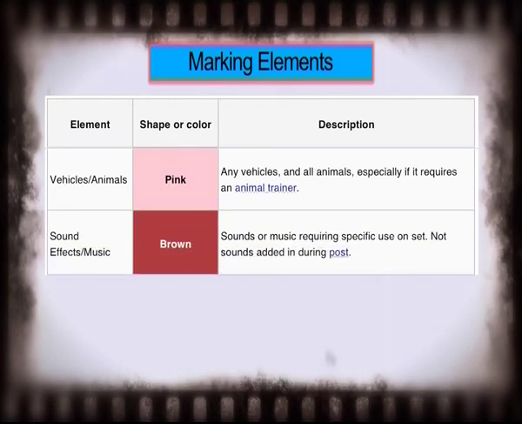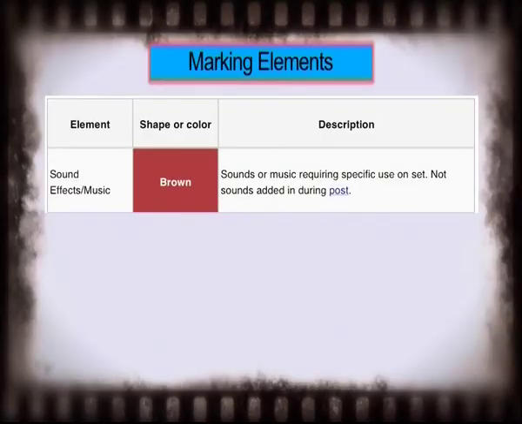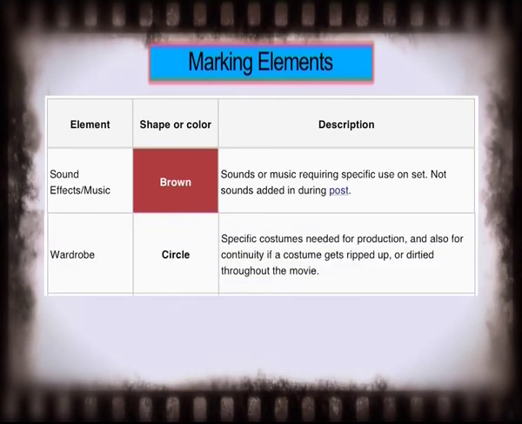Then you have sound effects or music. In case of sound effects, we do not mean whatever sound is produced while the shoot is on, but those sounds which actually need to be played back. So for instance, if we have a playback, that also needs to be prepared, and that has to be colored brown. Then we have wardrobe, which is generally indicated by a circle.